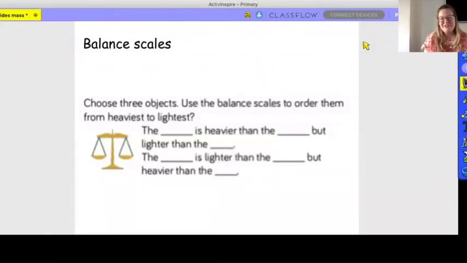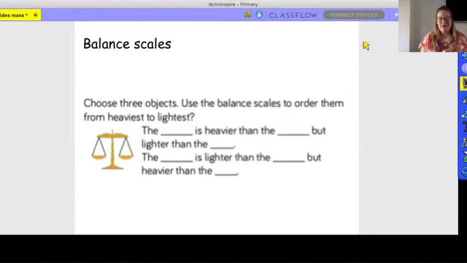Welcome back, year 2. So I have found 3 items in my house. I found a pen, a pack of post-it notes, and a spoon. And with these 3 items, I would like you to lay them out in front of you. What do you estimate to be the heaviest and the lightest, and put them in order now?